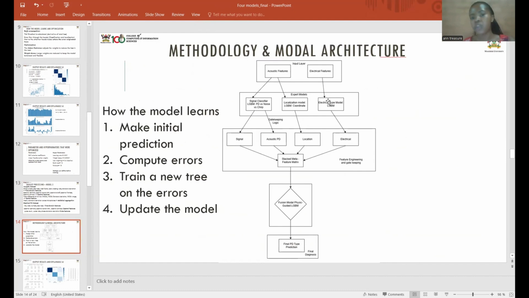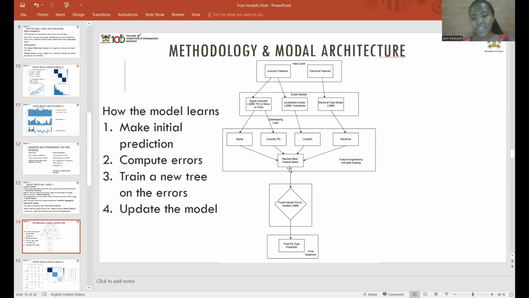We had a signal classifier to differentiate between partial discharge noise and chirps, which was the light gradient boost model. We had the localization model. We had also an electrical model. So once these models make predictions, we'll have a gatekeeping logic to make sure only the probabilities of the partial discharge are entered into the feature matrix. And then we also make sure that the confidences were also entered. So that's why we have the acoustic partial discharge confidence, the location probabilities, and the electrical probabilities being entered into the feature matrix.